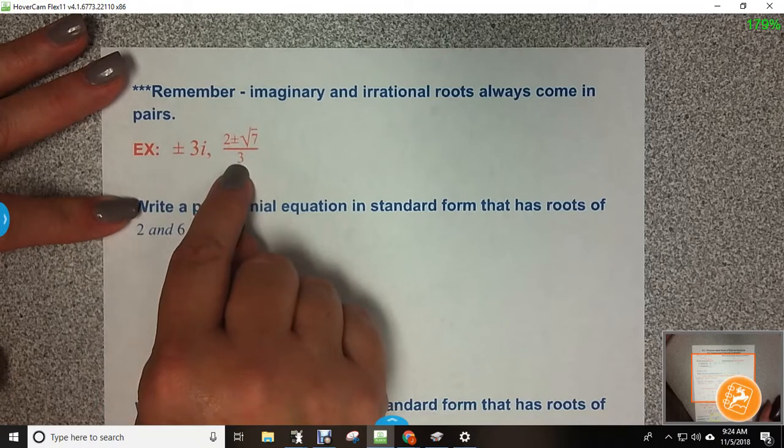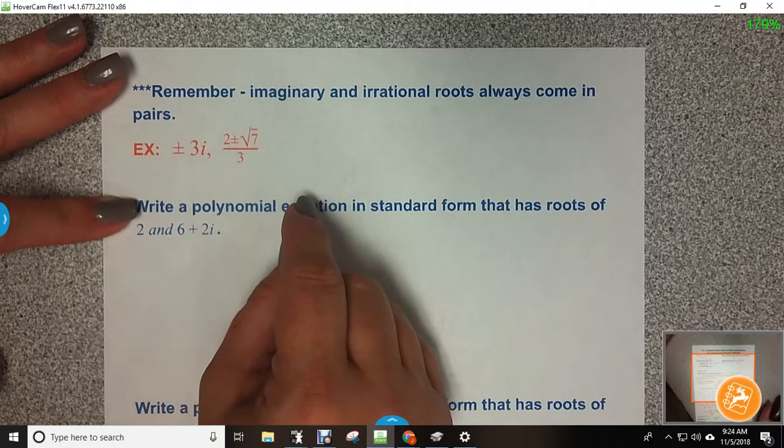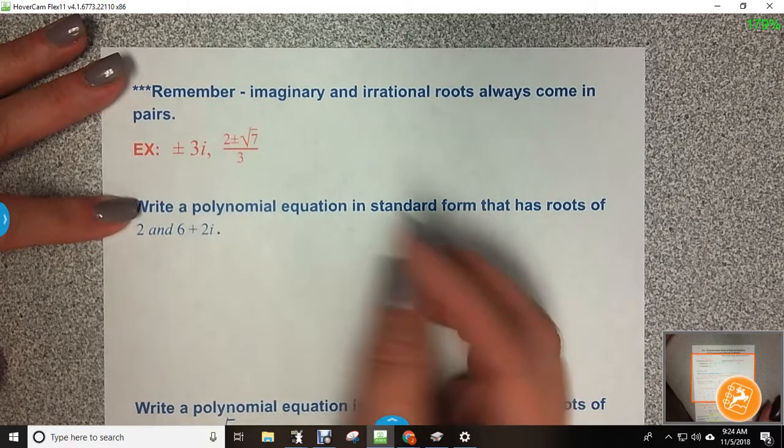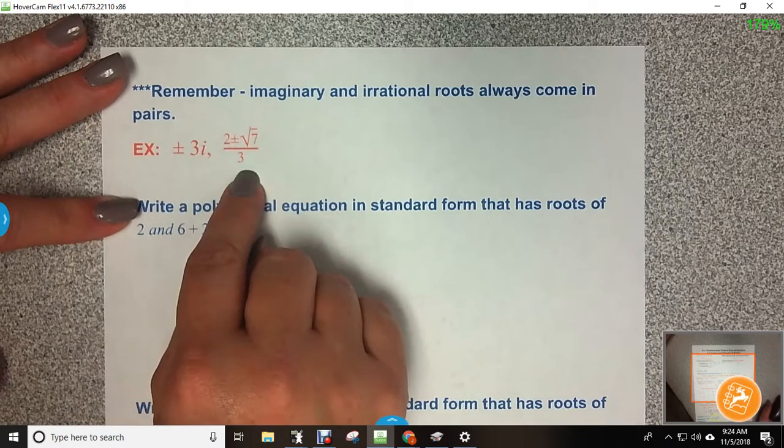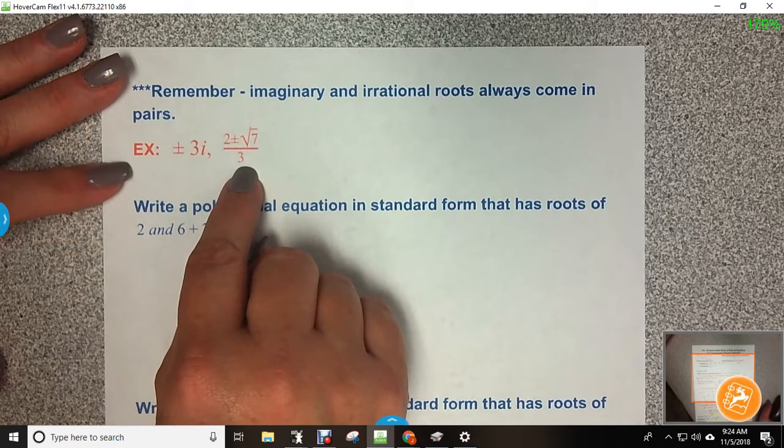You only get an answer like this from the quadratic formula where you have plus or minus, or completing the square and you've taken the square root of both sides and you still get plus or minus. So anything that looks like this, that is an irrational root, it always comes in pairs as well.